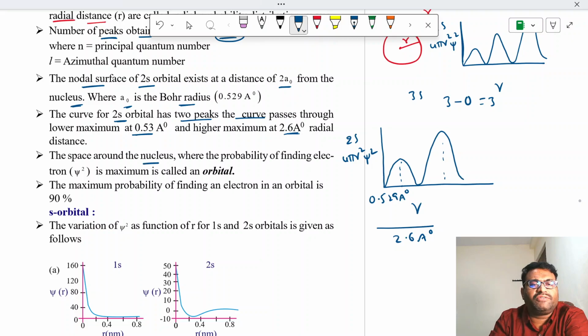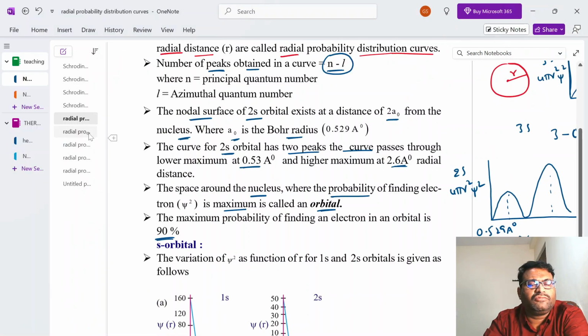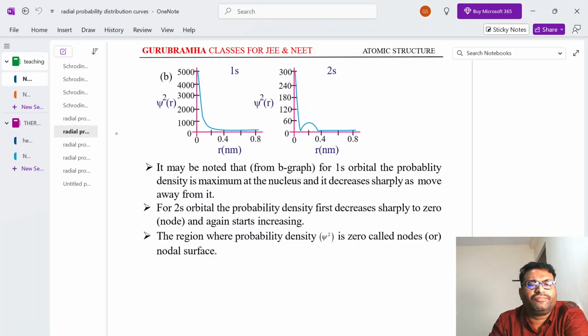The space around the nucleus where there is a probability of finding the electron, discussed in terms of psi square being maximum, is called what? Orbital. The maximum probability of finding an electron in an orbital is how much? 90%. These graphs we have already gone through.